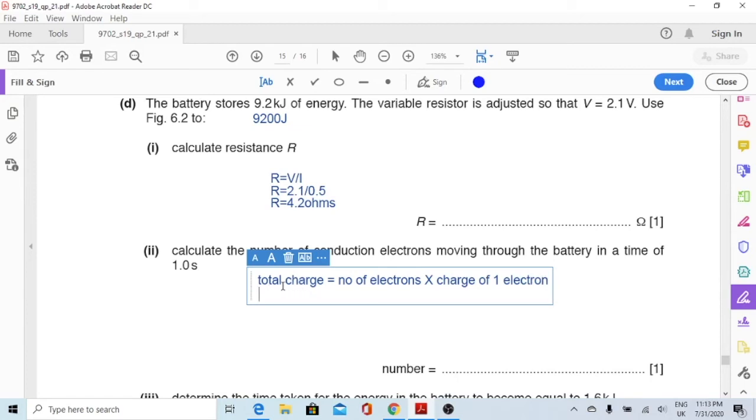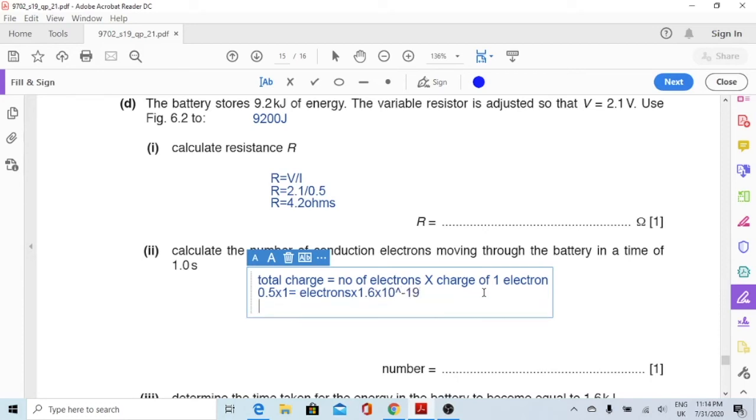So this total charge we can calculate with the help of the equation current into time. Current is 0.5 amperes when the voltage has been adjusted to 2.1, so 0.5 comes from the graph at 2.1 volts. 0.5 into time, which is 1, is equal to the number of electrons, still unknown to us, which we will leave as x, multiplied by the charge of 1 electron, which is a fixed value, and that is 1.6 into 10 to the power minus 19.